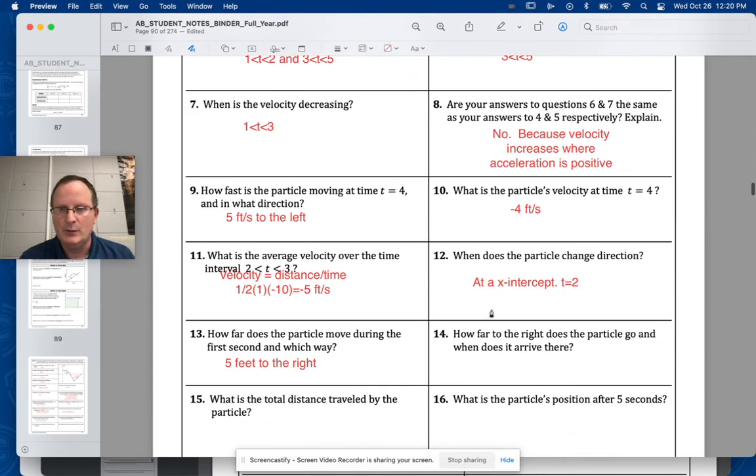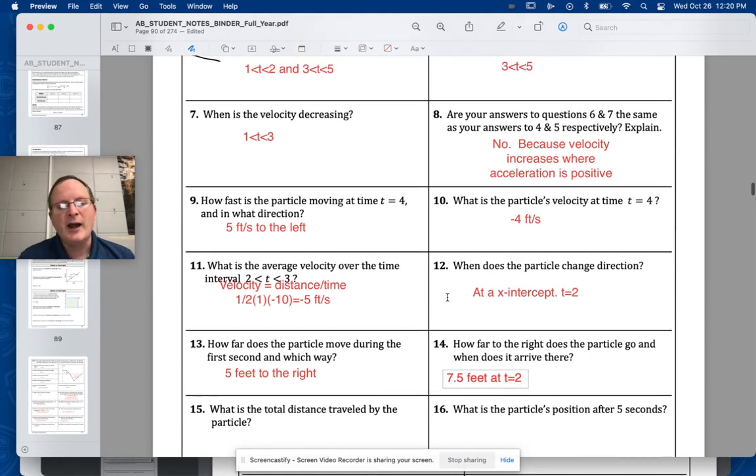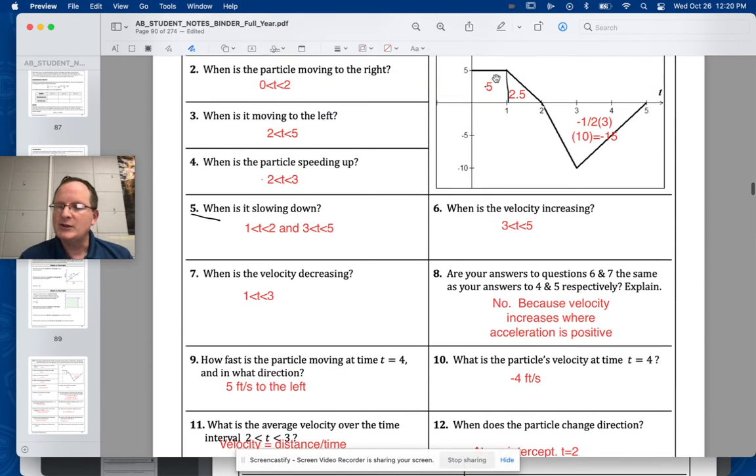Okay, so let's put a text box right here. Okay, so 7.5 feet at t equals 2. All right, next, total distance traveled by the particle. Well, that's just how far it went. I don't care about left, I don't care about right, I just care about how far it went. Well, it went 7.5, and then we went 15, right?